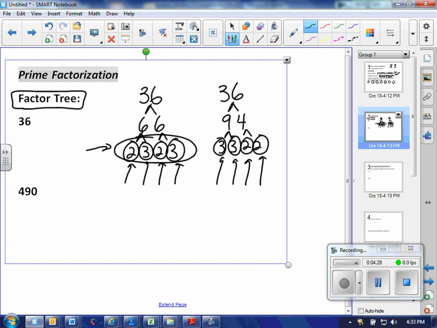Now, let's try the next one, 490. If I broke down 490, I'd probably pick 49 and 10 as its factors.